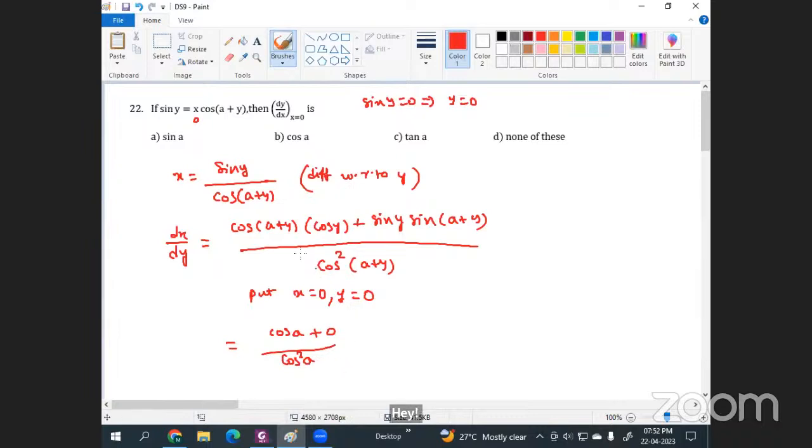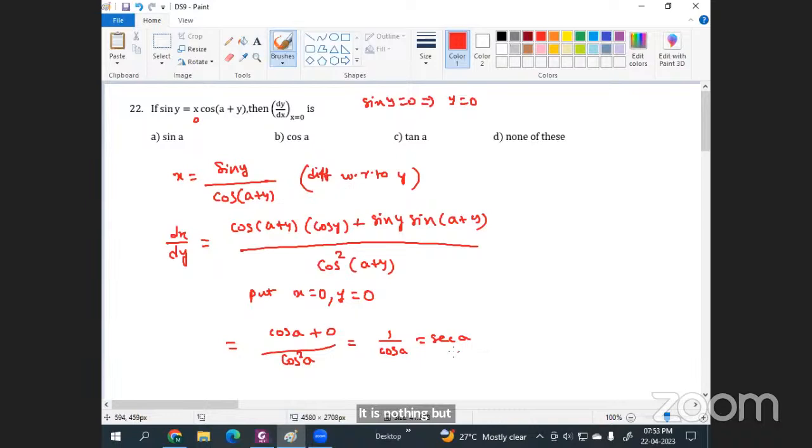Okay, now check it once again. Put y equals 0. I got cos A. Cos 0 is 1, sin 0 is 0, whole thing is 0. Cos square A plus y, that equals cos A by, that is 1 by cos A. It is nothing but secant A. Do we have the secant A in this one?